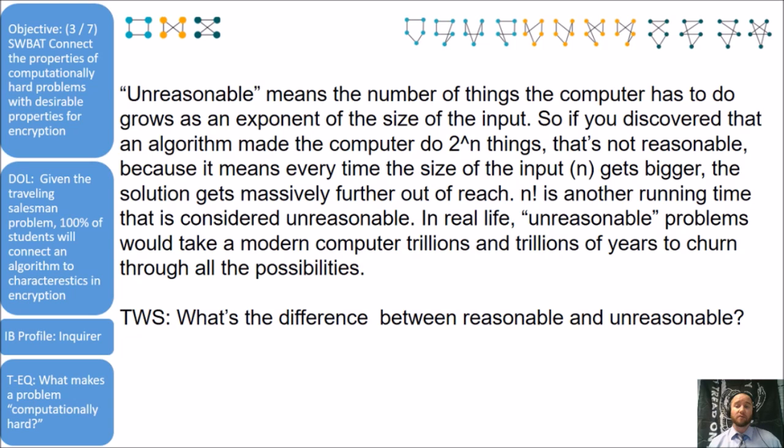In real life, unreasonable problems would take a modern computer trillions and trillions of years to churn through all the possibilities. Your think, write, share is: what's the difference between reasonable and unreasonable?